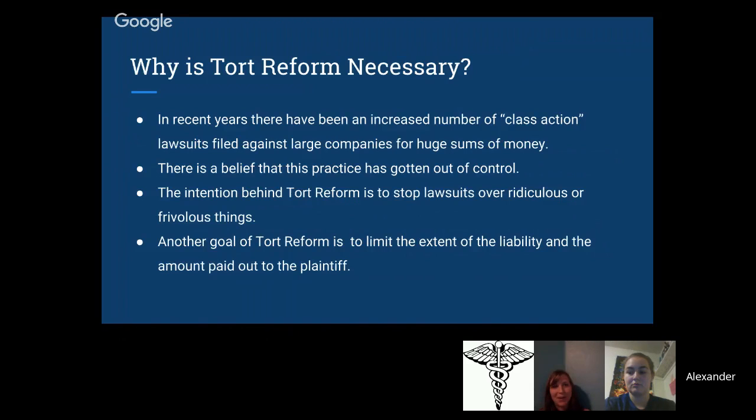Oh, thank you, sorry. Why is tort reform necessary? In recent years, there have been an increased number of lawsuits filed against large companies for huge sums of money. There is a belief that this practice has gotten out of control, and the intention behind tort reform is to stop lawsuits over ridiculous or frivolous things or things that don't have any merit. Another goal of tort reform is to limit the extent of the liability and the amount paid out to the plaintiff. Next slide, please.